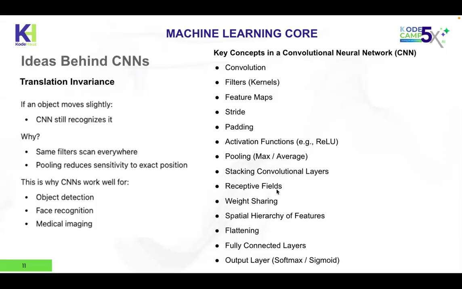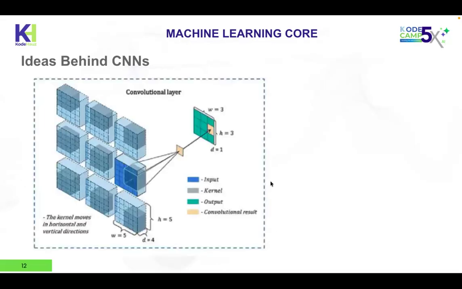Then receptive field is that particular area where the filter is looking at. Weight sharing, we talked about that. Spatial hierarchy of features, which is basically, again, how features continue to get more and more complex as the signal passes through the entire network. Then at the end, we have flattening, fully connected layers and output. Talk about that shortly. I did try to explain this slide to show you what convolution does.